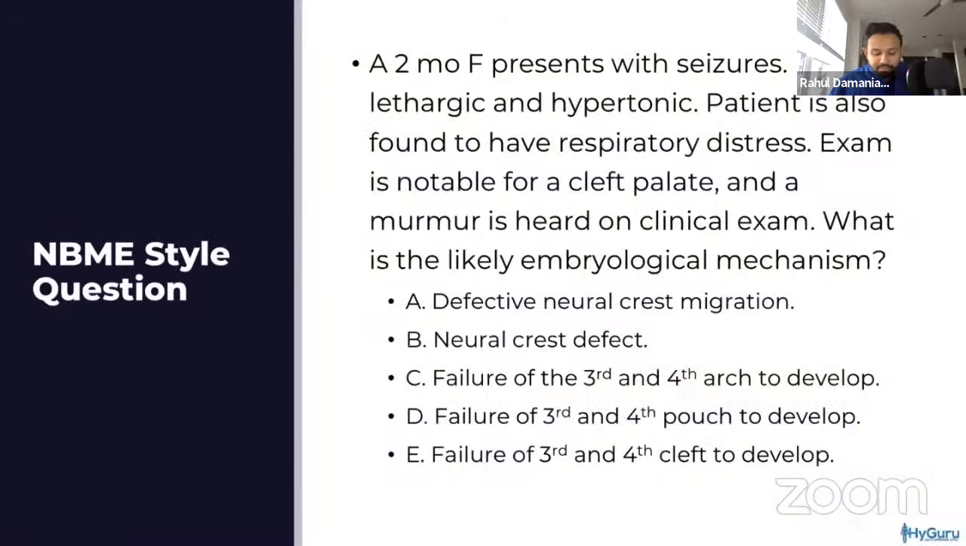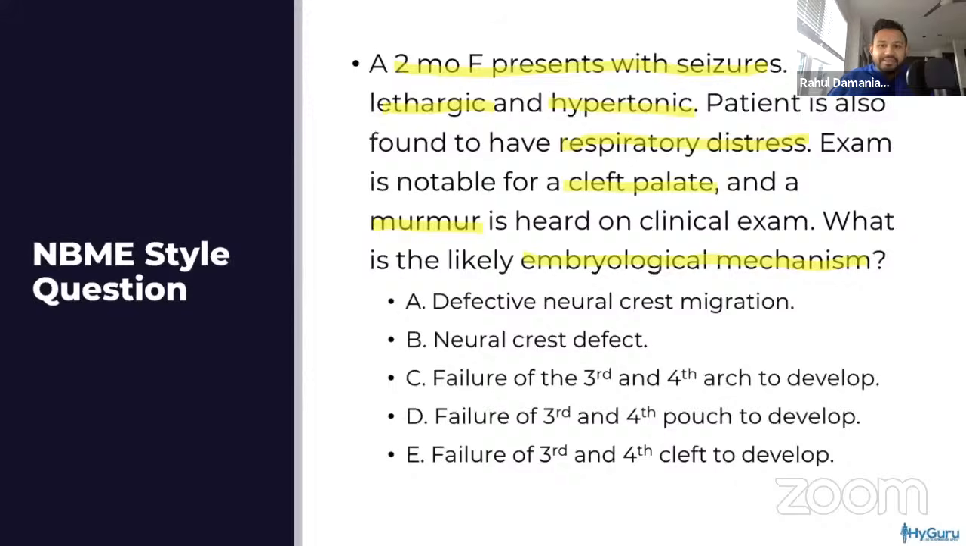All right, guys, let's go ahead and start with our first concept, and that is going to be DiGeorge syndrome. I'm going to go ahead and put up a question here. A 2-month-old presents with seizures. He is lethargic and hypertonic. Patient is also found to have respiratory distress. This guy's sick. Exam is notable for a cleft palate, and a murmur is heard on clinical exam. What is the likely embryological mechanism seen in this patient?